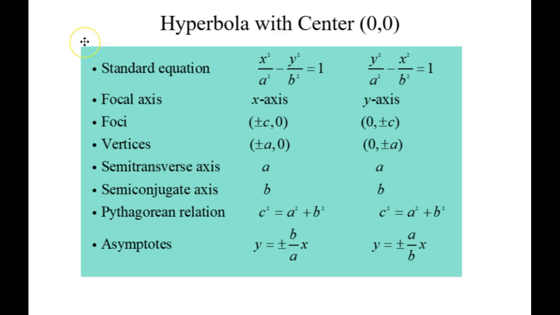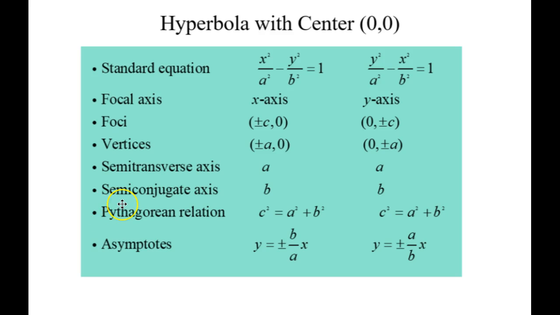Just like the last two sections, we have a table that organizes our information. Very similar stuff, except when we get down here, before we had the semi-major axis and the semi-minor axis. Now we have the semi-transverse axis and the semi-conjugate axis. Very similar. A is going to refer to the larger of the two values between A and B. The semi-transverse axis is basically going to be half the length between the two vertices of the hyperbola.